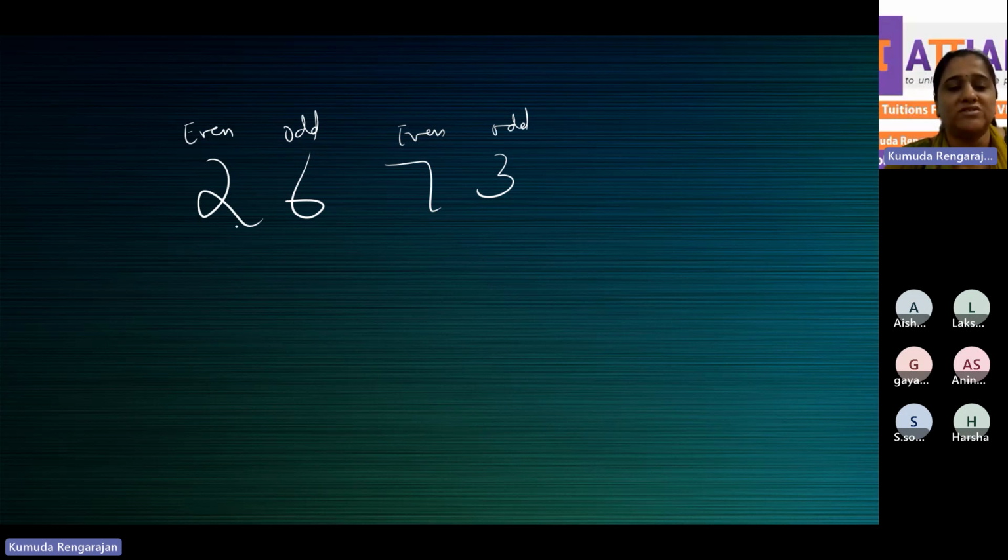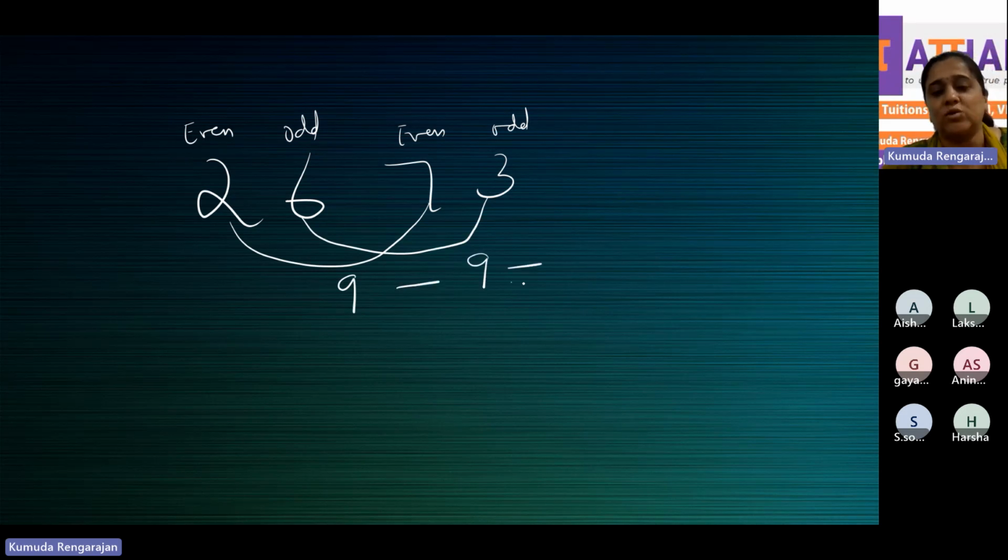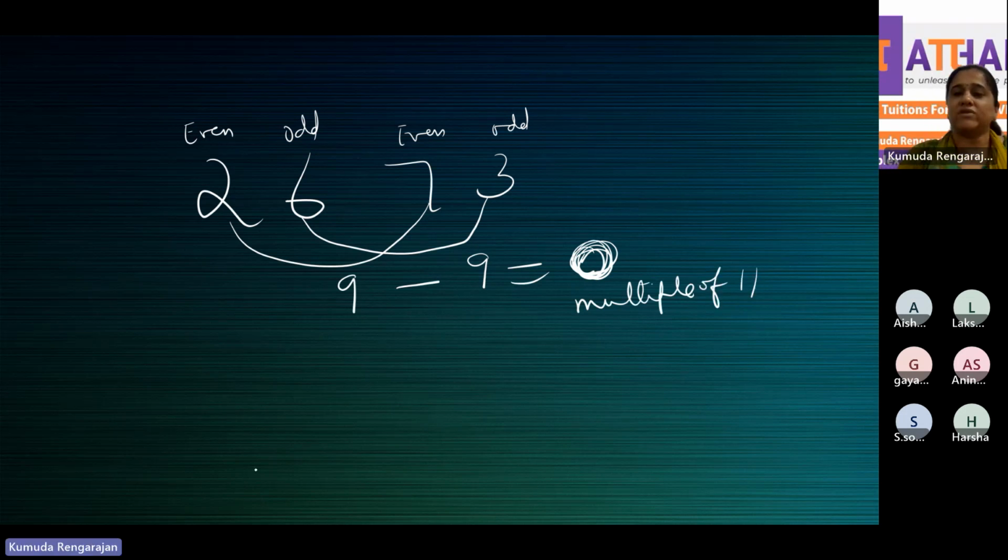What's the sum of the digits in the even places? 9. What is the sum of the digits in the odd places? 9. What is the difference? 0. If the difference is 0 or a multiple of 11, like 11, 22, 33, then the number given is divisible by 11.